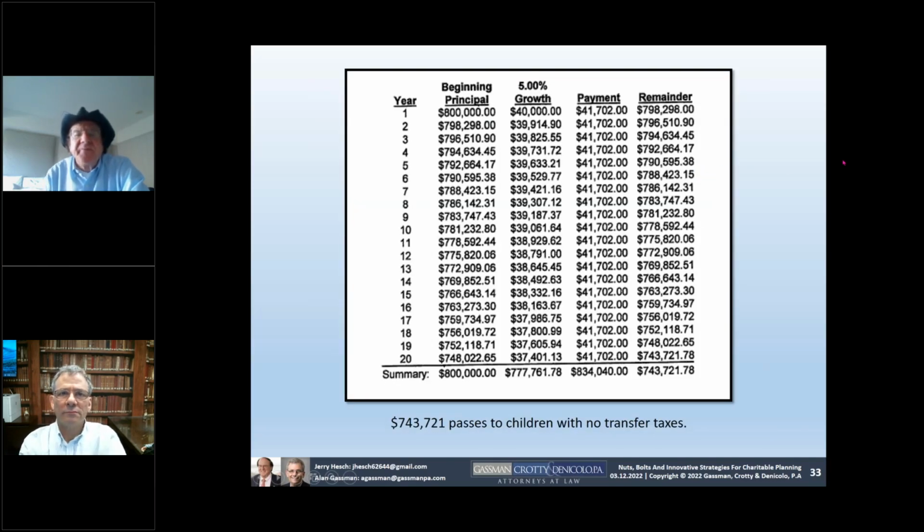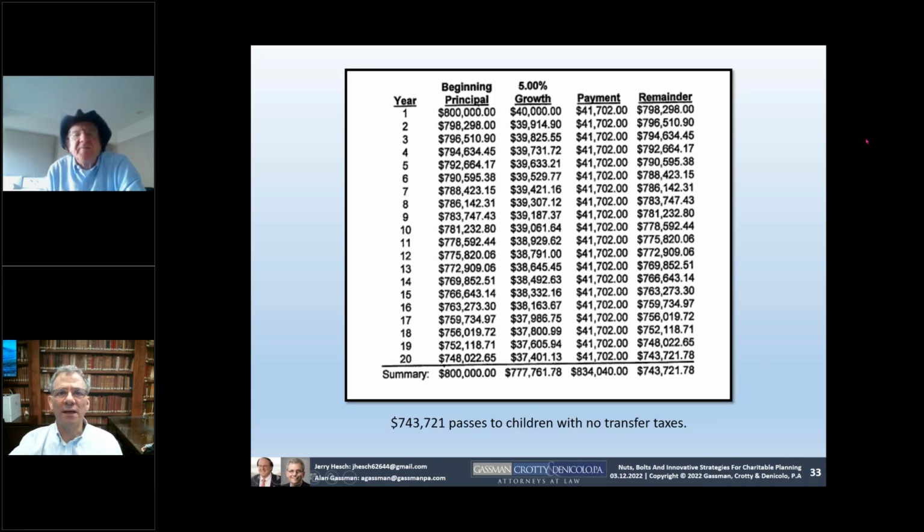Okay. What happens here is it's earning, say, 5% or $40,000 a year. So what that means is every year that it earns 5% on the principal, every year the charity gets $41,000. And what happens is at the end of 20 years, there's $743,000 that is given to your children at the end of the term with no estate and gift taxes. But in this situation, you can see I'm depleting principal. So let's go on to the next slide and change the assumptions.